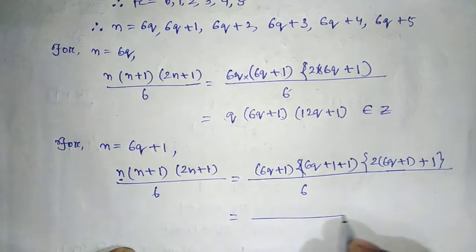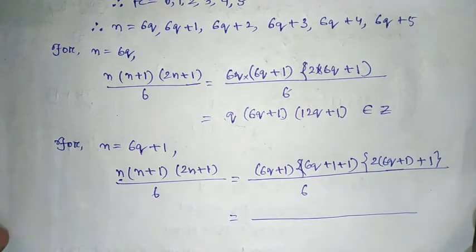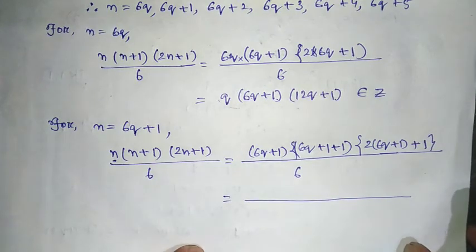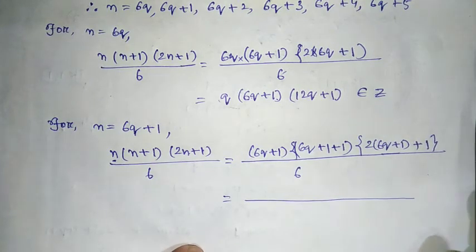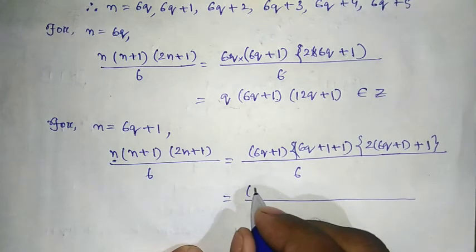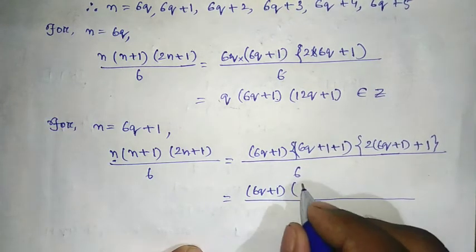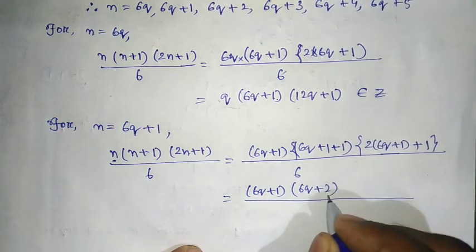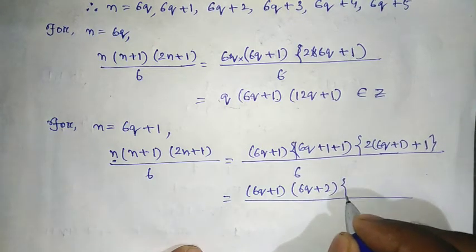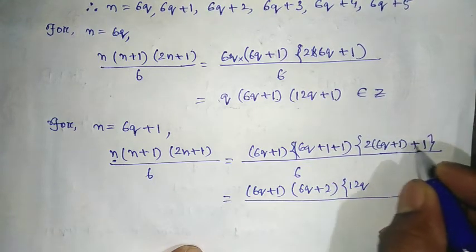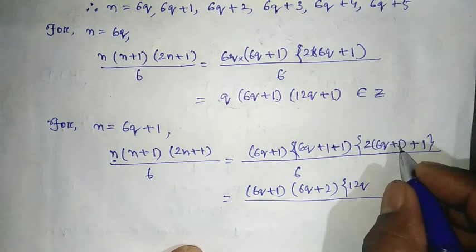Now see, we have to take 6 common. From which expression will we get 6 common? See, it will remain the same, 6q plus 1, nothing is common here. Here we can write 6q plus 2, and in this case we can write 6q, 12q, and 2 into 1, 2, and 1, 3.